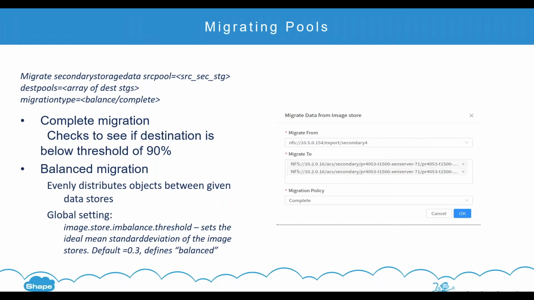So it's got two modes it can operate in, either complete or balanced. And complete migration is pretty straightforward. That is basically migrating all of the stuff from A to B or B and C, okay? So the use case around that would be you're about to decommission A, and you want to move all of the artifacts out. So you just run migrate secondary storage, source pool A, destination pool, say B, migration type complete, and that will migrate all of the data out.